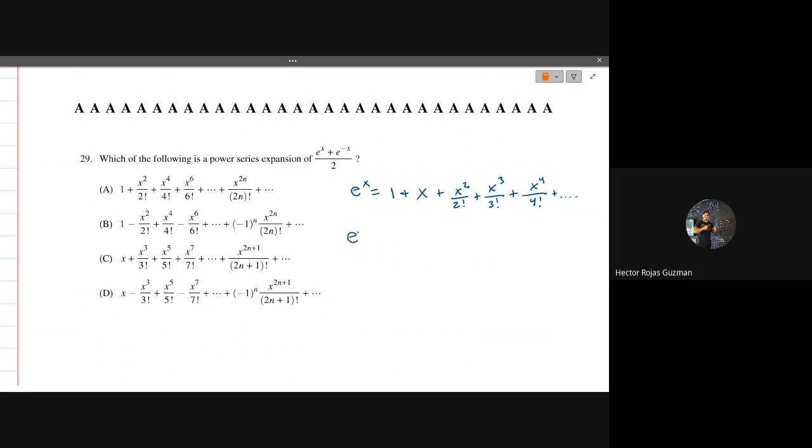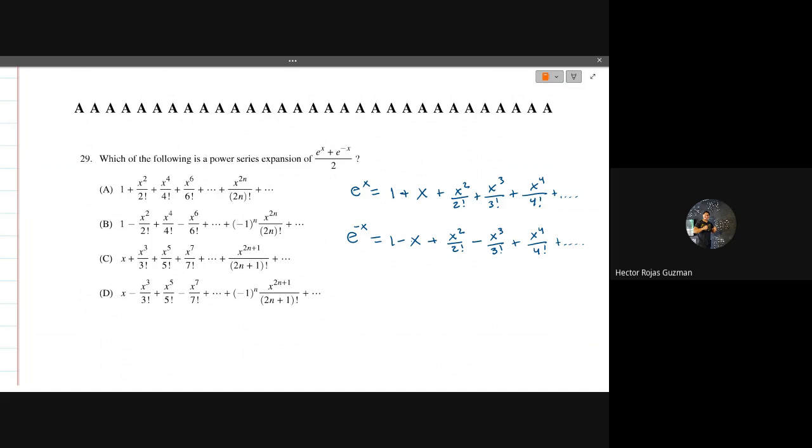We also have to create the series for e to the power of negative x. So using the series above, just substitute a negative x wherever you see an x. That's 1 minus x plus x squared over 2 factorial, right? The negative is gone because of the square. Minus x to the power of 3 over 3 factorial. The negative stays with odd powers. Plus x to the power of 4 over 4 factorial, dot.